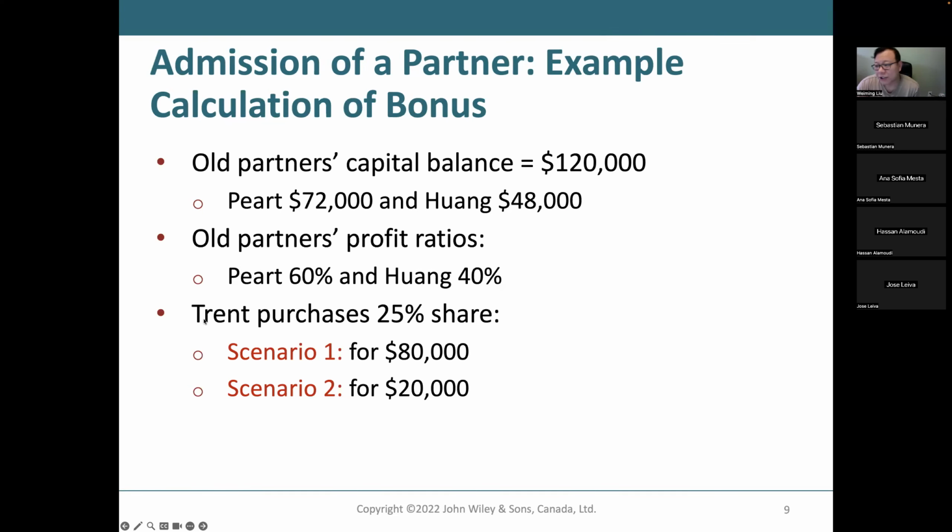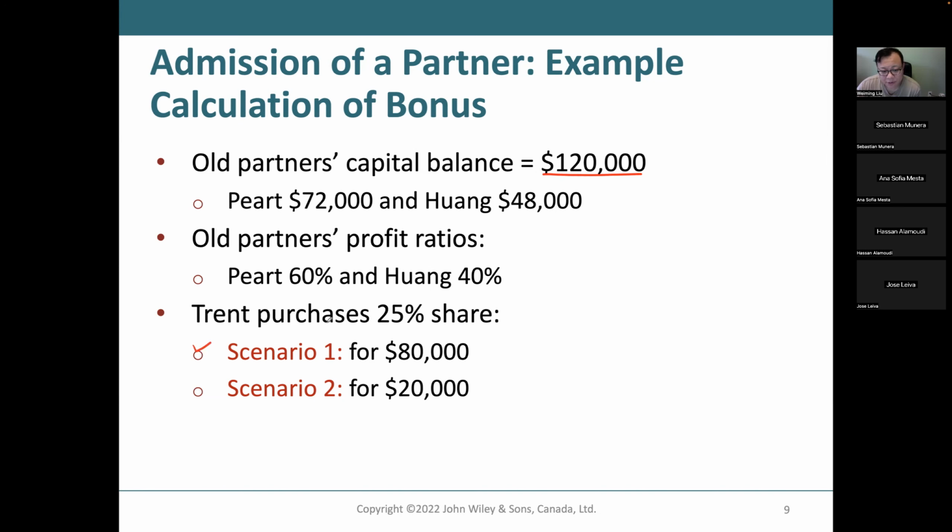Now we have a new partner. His name is Trent. Trent wants to purchase a 25% share of the partnership. In the first situation, he pays $80,000. In the second situation, he pays $20,000. Okay, so let's take a look. Right now you have 120,000. Let's take a look at the first scenario.